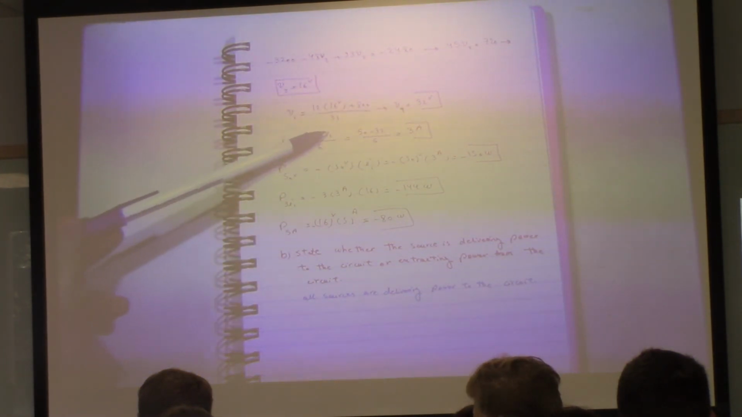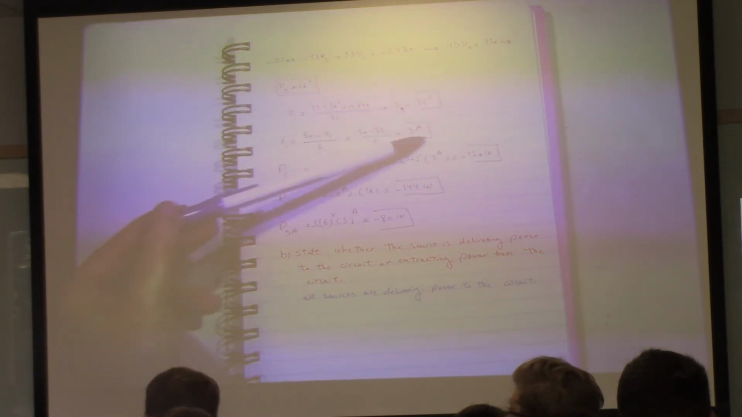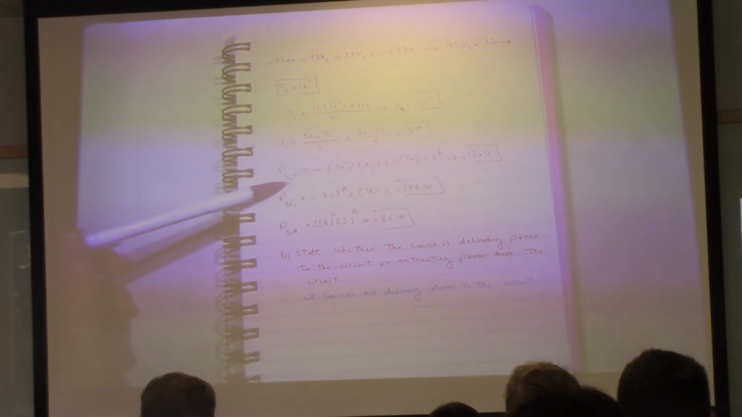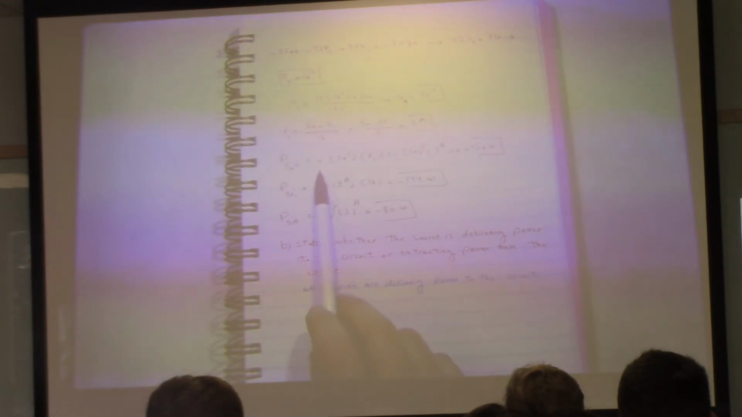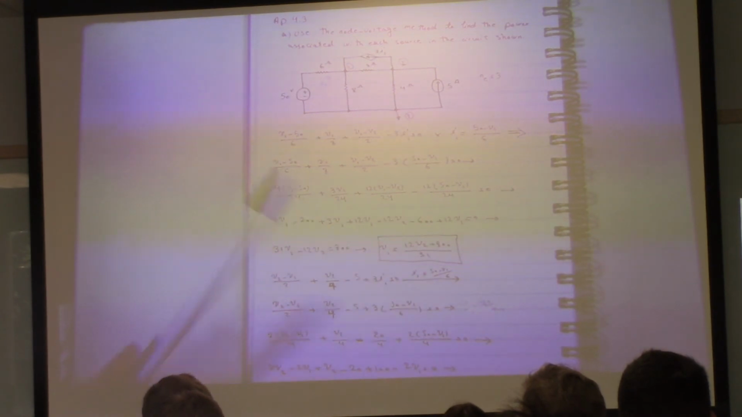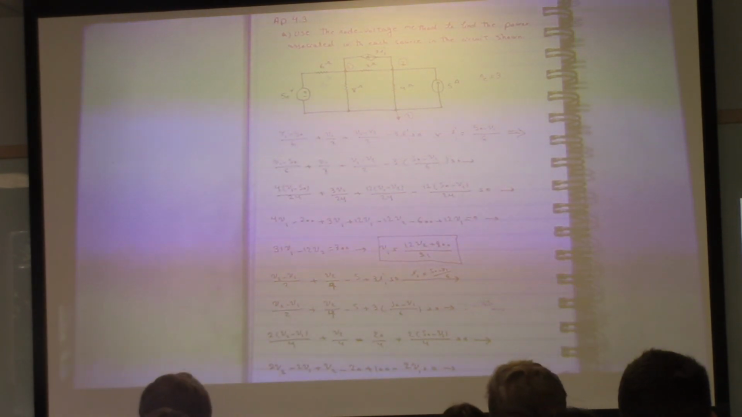I1 is (50 minus V1) over 6. So what is the value for V1? 32. You will get 3 amps. How about power for the 50 volt power supply? Again, V times I. Why do you have a negative sign over here? The direction of I1 is in the direction of voltage rise. That's why I have a negative sign.